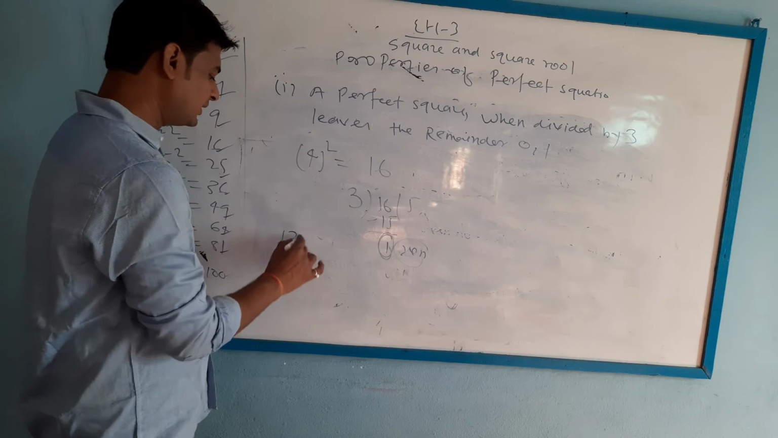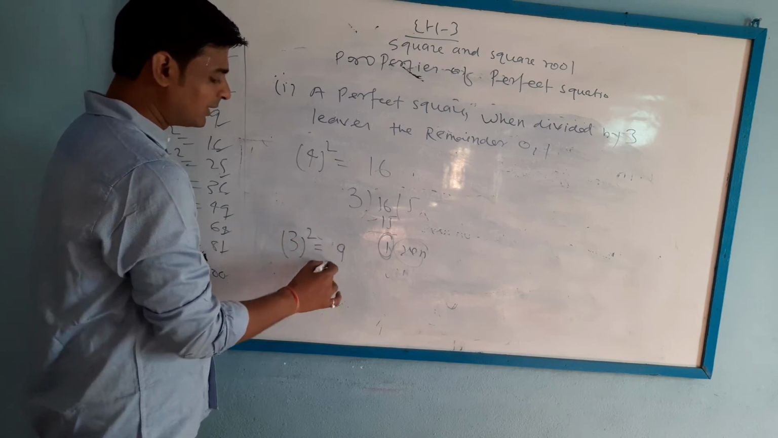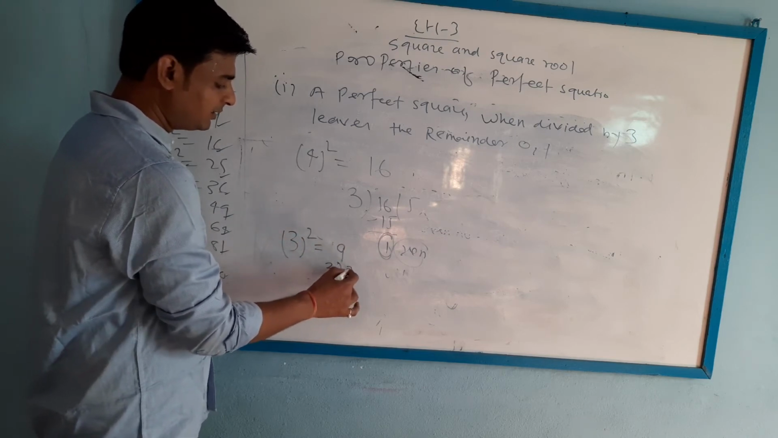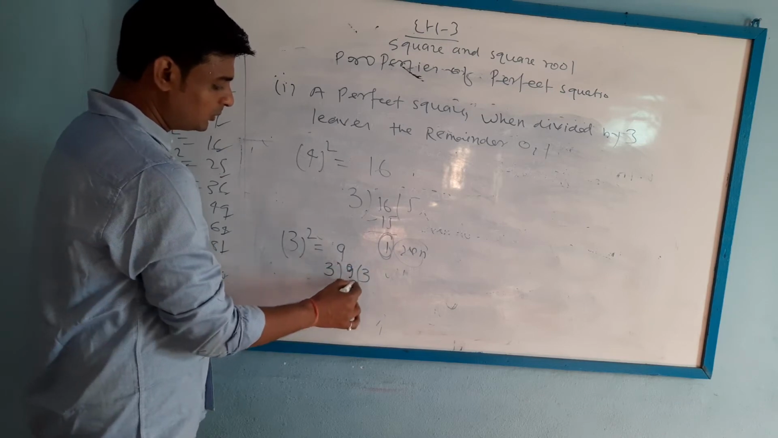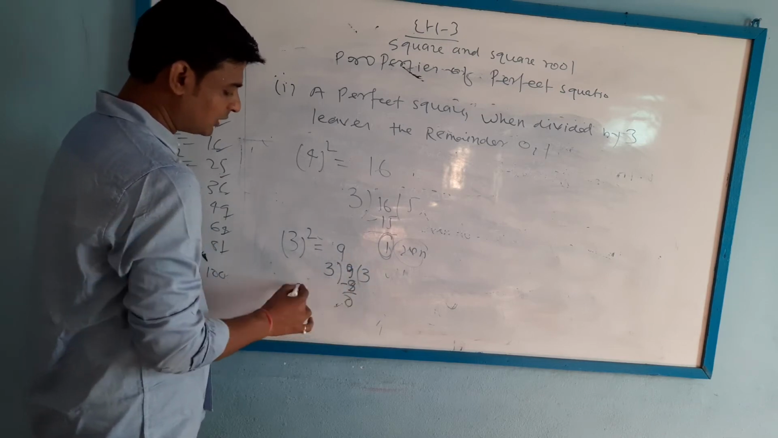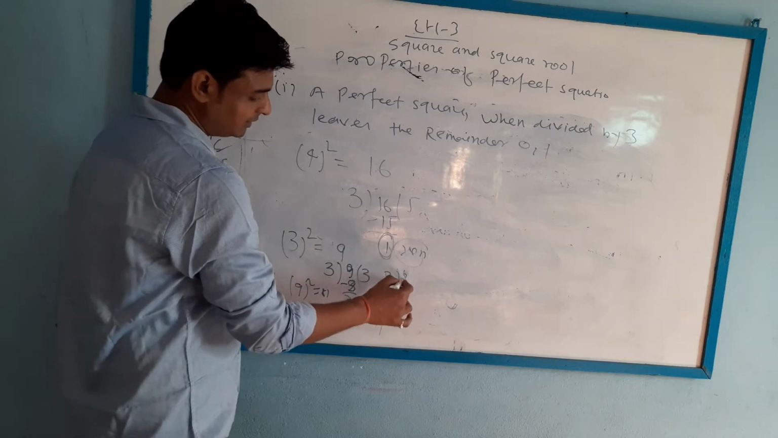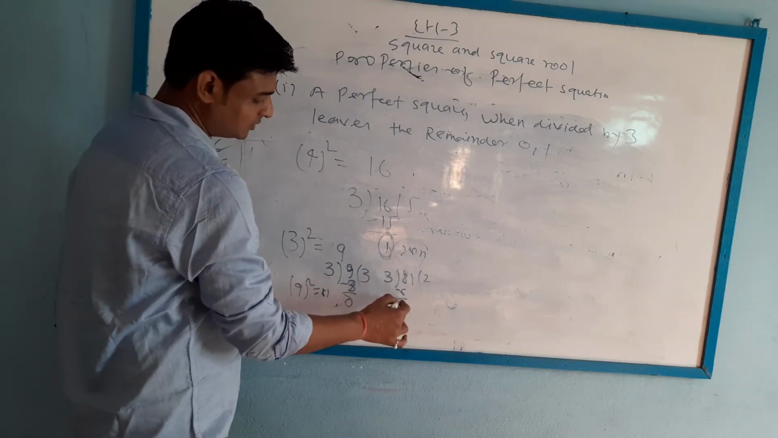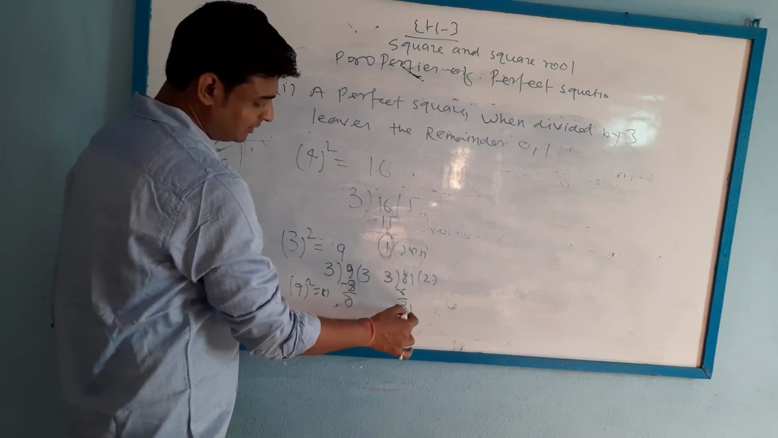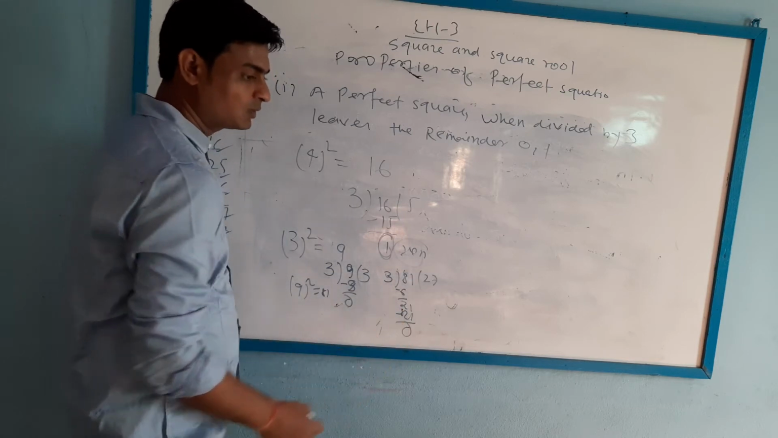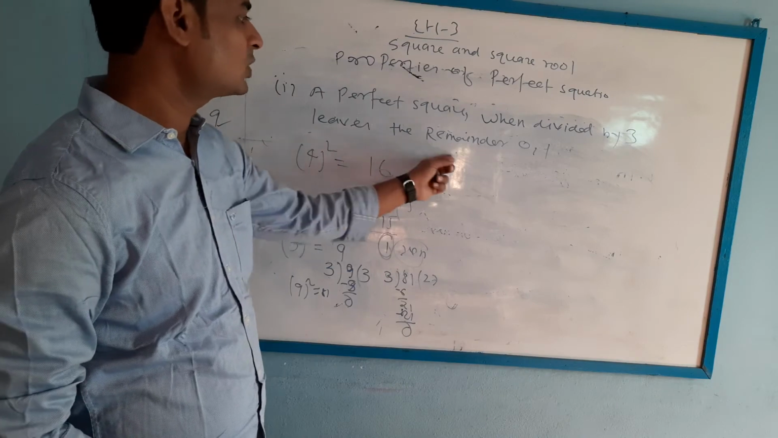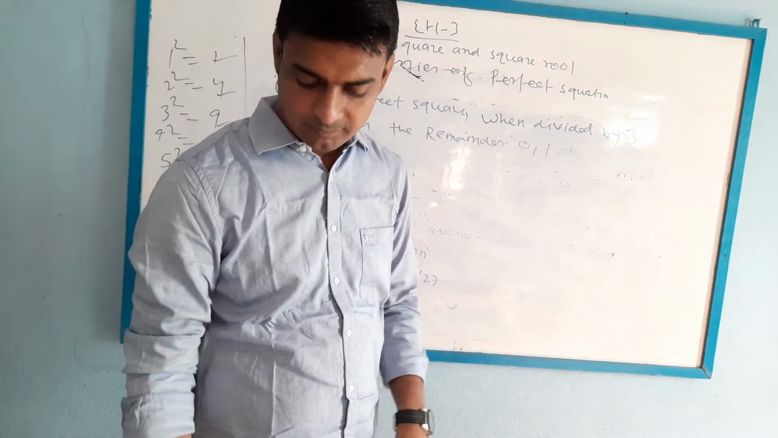Suppose the square of 3 is 9. If you divide 9 by 3, you will get remainder 0. The square of 9 is equal to 81. 3 nines are 27, 3 twos are 6, 21... the remainder is 0. So either you will get the remainder 0 or 1.